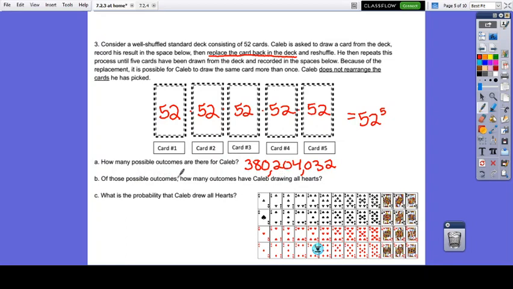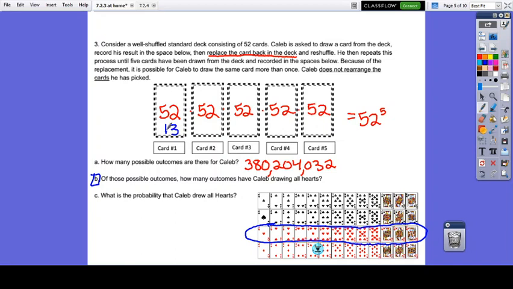Of those possible outcomes, how many outcomes have Caleb drawing all hearts? Okay. So we're going back to this idea here. I changed my color here, so I'm in blue. And we're saying, okay, what do we have as a possibility here? So here, if I want to draw a heart, I have 13 hearts. So your hearts are one of these lines of cards, ace through king. Okay, there are 13 of them. So I have 13 cards I could possibly draw right here.